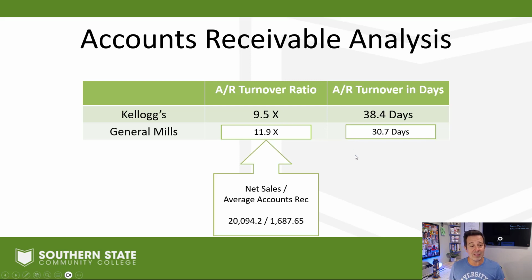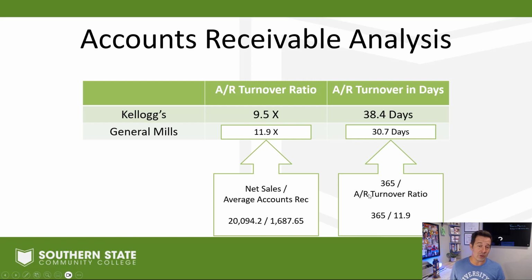If you're wondering where I got the numbers right there, again, it's net sales divided by average accounts receivable. And then we just take that AR turnover ratio, put it under 365 and do a little math. And so General Mills seems to be doing better.